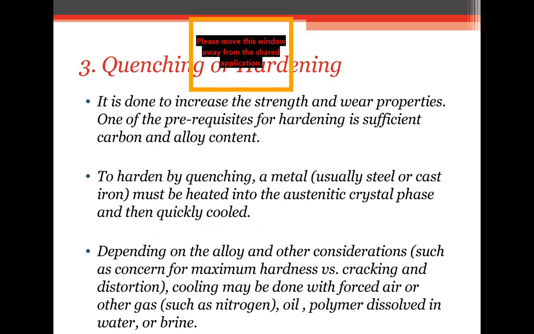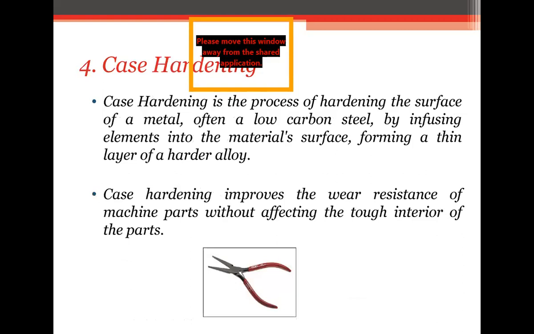Depending on the alloy and other considerations, such as the concern for maximum hardness versus cracking and distortion, cooling may be done with forced air or other gas such as nitrogen, oil, polymer dissolved in water, or brine solution. In the quenching process, the cooling media are oil, polymer or brine solution.